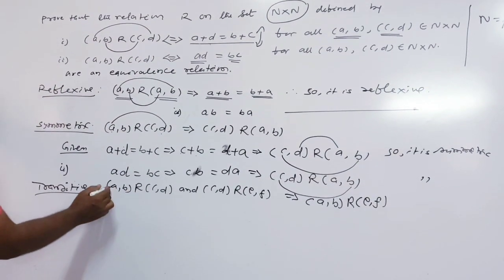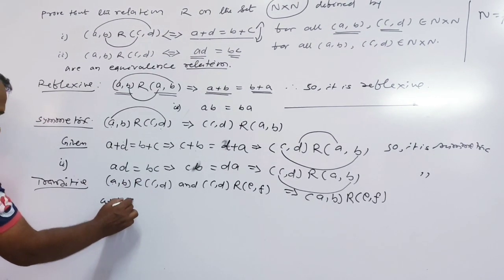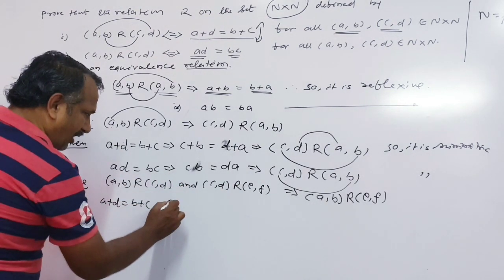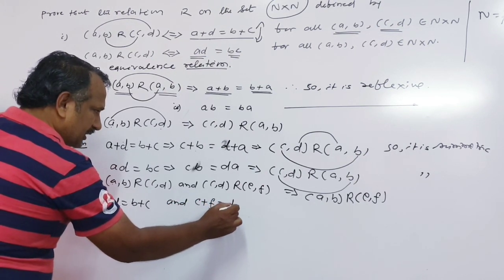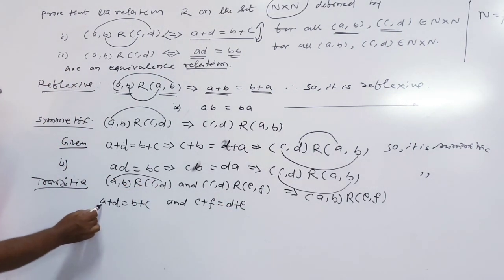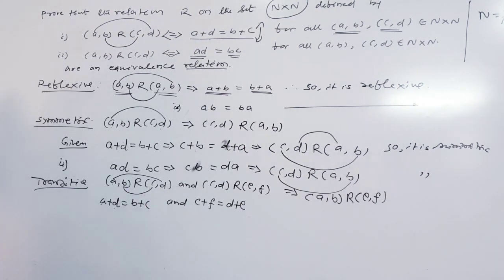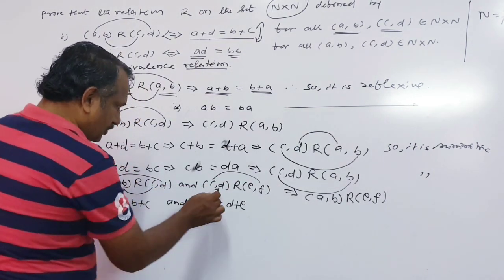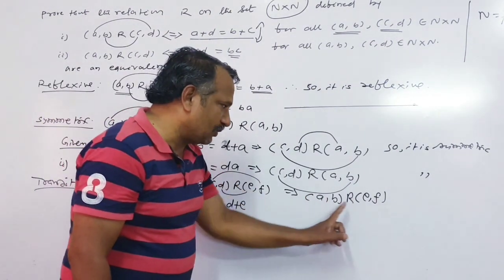What is the condition? First to fourth, add. a plus d equal to b plus c. This is given. Now this is also given: c plus f equal to d plus e. First plus fourth equal to second plus third. This is given. The second one is also first plus fourth equal to. Now you have to show that a plus f equal to b plus e.